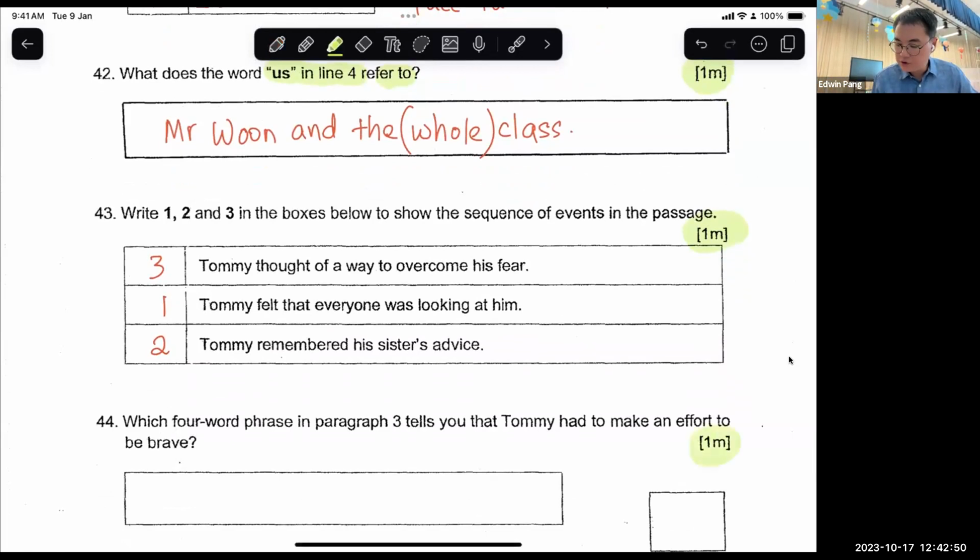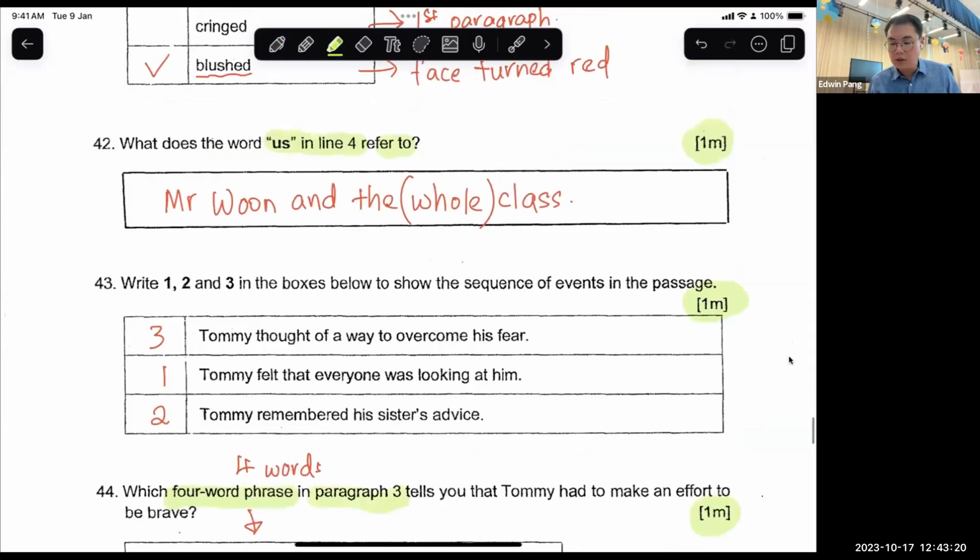Next one. Which 4-word phrase? This one you're very careless. 4-word means how many words? 4 lah, right? That means your answer here must be 4 words. Okay. Many of you, I don't know why, you read the question, but then you give something else, right? If the question asks for 4 words, can you give 5 words? Can you give 3 words? Can you give 2 words? Cannot. You must give exactly 4 words. And it must come from paragraph 3. If it comes from any other place, it's also wrong.